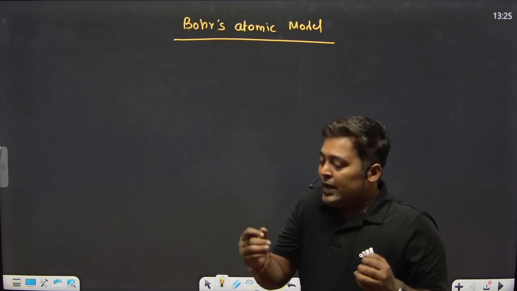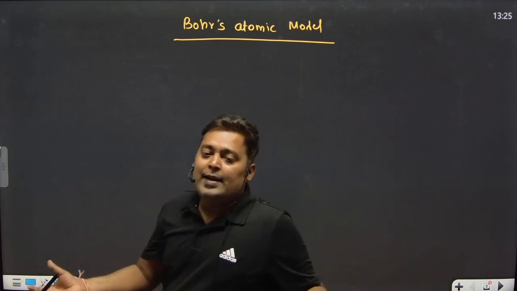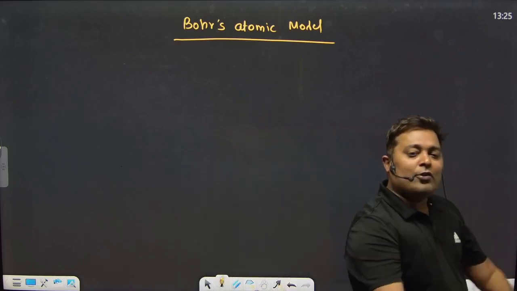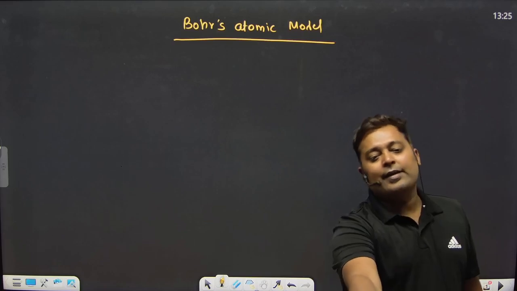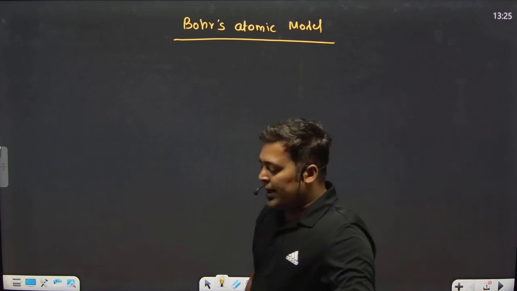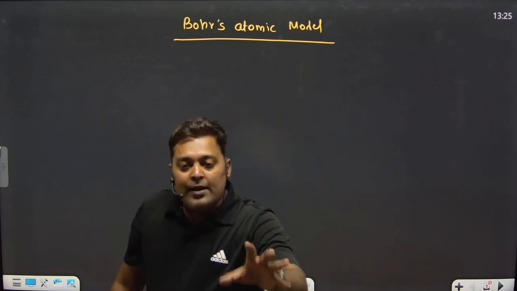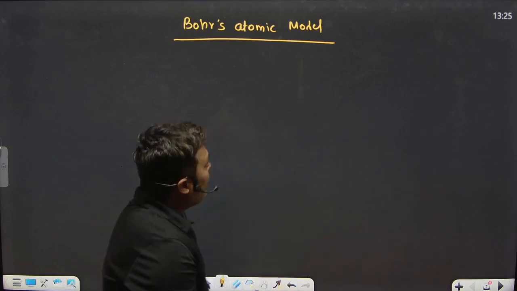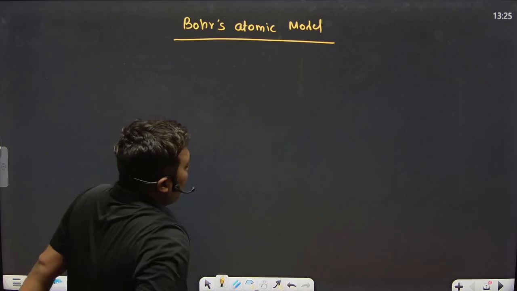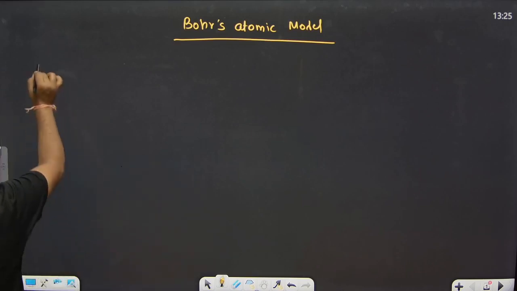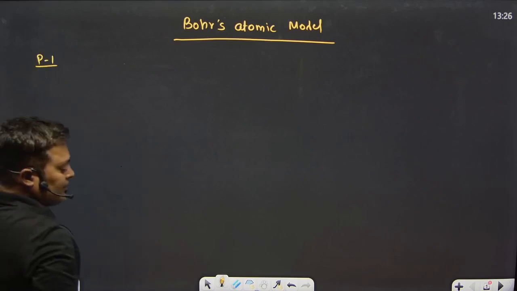And technically, if the atom burst, nothing would have existed in nature. But actually we are existing, and all the things surrounding us are also existing. That means that doesn't happen. That could not be explained by the Rutherford atomic model. So in order to explain why it is not happening, we have Bohr's atomic model. Let's start with the first postulate of Bohr's atomic model. What does it say?